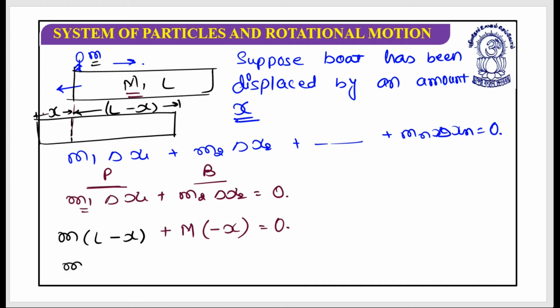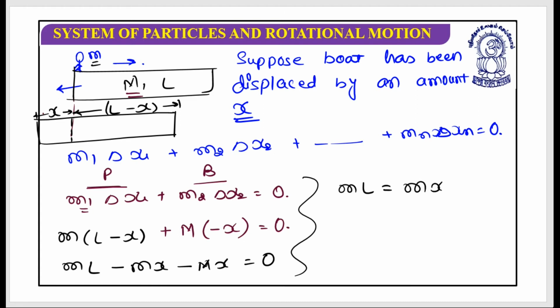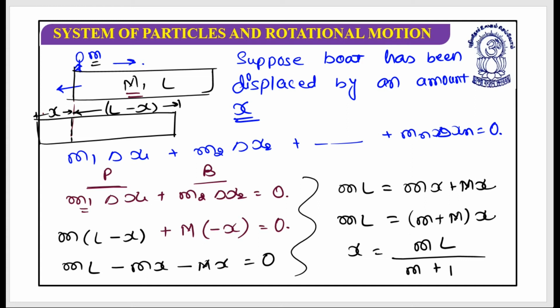So let's just solve this. It's mL minus Mx equals 0. If this is the case, then mL is equal to Mx, so that m plus M into x is equal to mL. So this x is equal to m into L divided by m plus capital M. This is the displacement of the boat. That is, x is equal to m into L divided by m plus M. I hope this is clear.